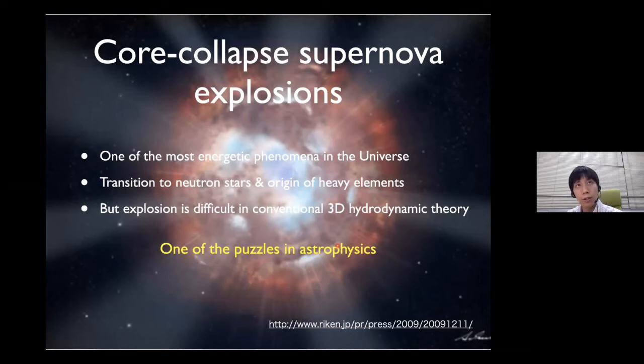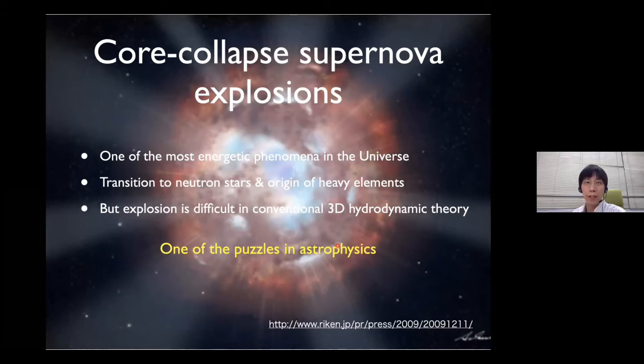Currently, it is still difficult for the numerical simulation of the conventional neutrino transport theory to reproduce this core-collapse supernova explosion with the observed explosion energy. For this reason, understanding the core-collapse supernova explosion has been one of the long-standing problems in astrophysics. However, my point is that in the conventional neutrino transport theory, there is a very important deficiency.